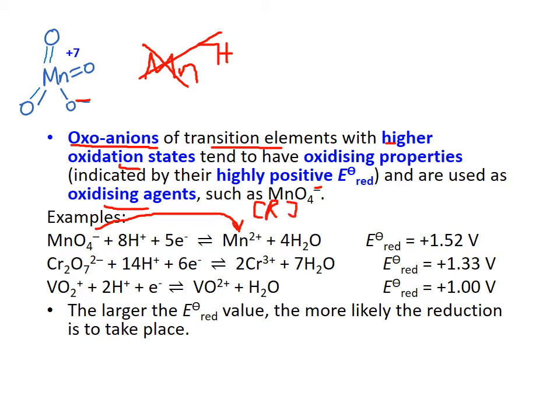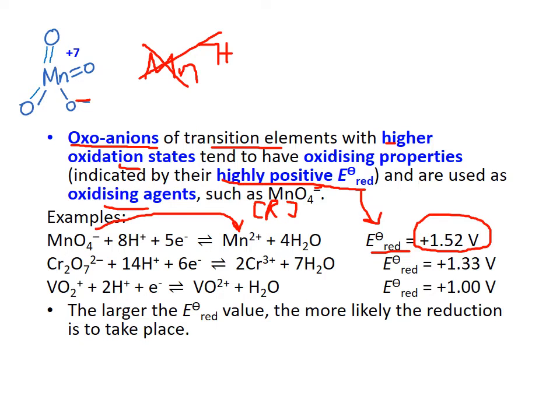Manganate is easily reduced to Mn2 plus. And this can be seen by the very positive E0 reduction. It is a highly positive E0 reduction over here. Can you see that? Highly positive. It's positive 1.52 volts, signifying that manganate is easily reduced. Correct? A very positive E0 reduction tells us that the species is easily reduced.